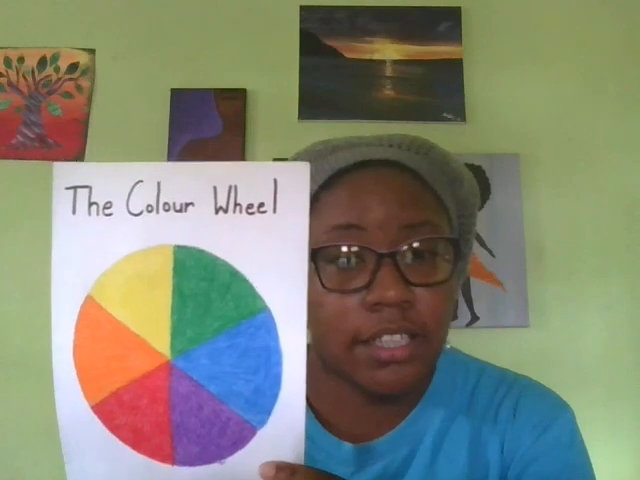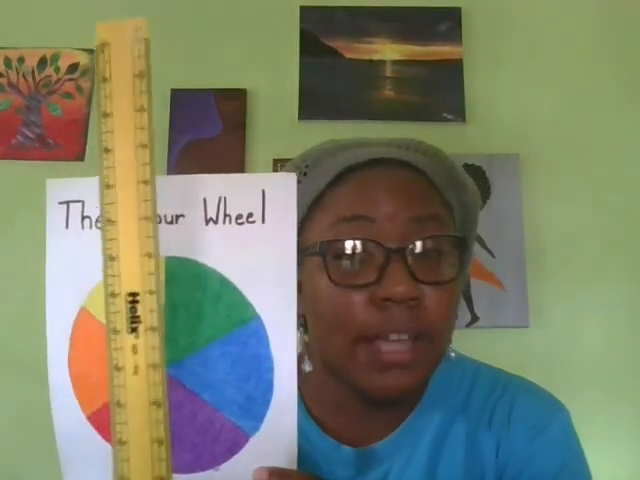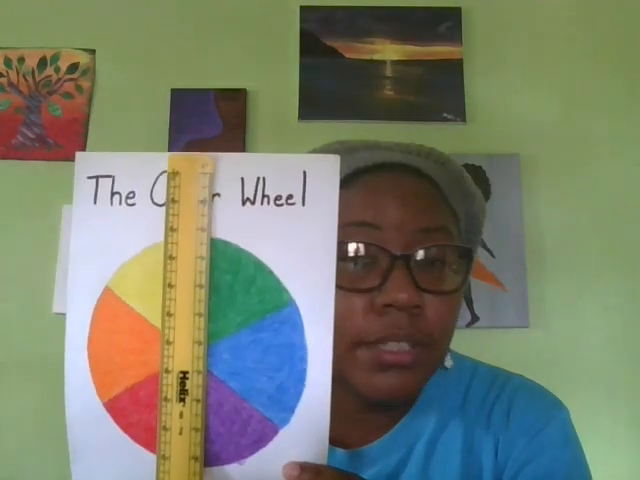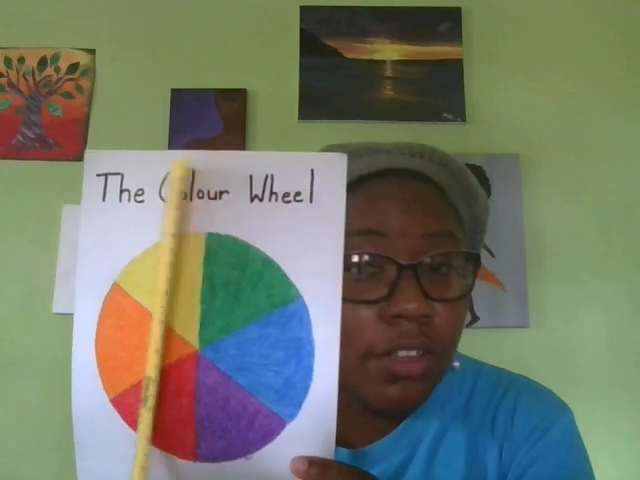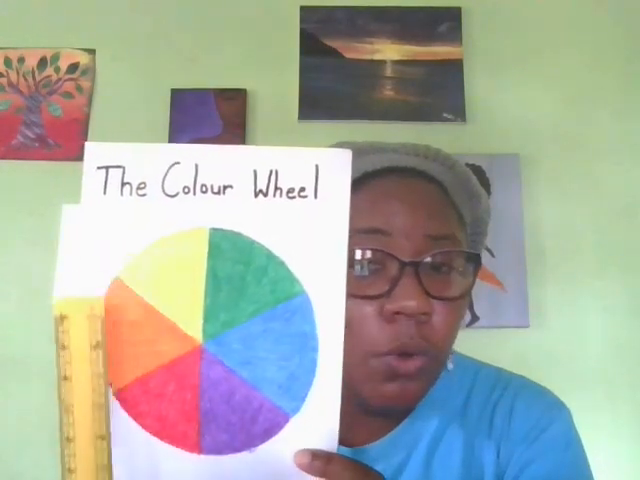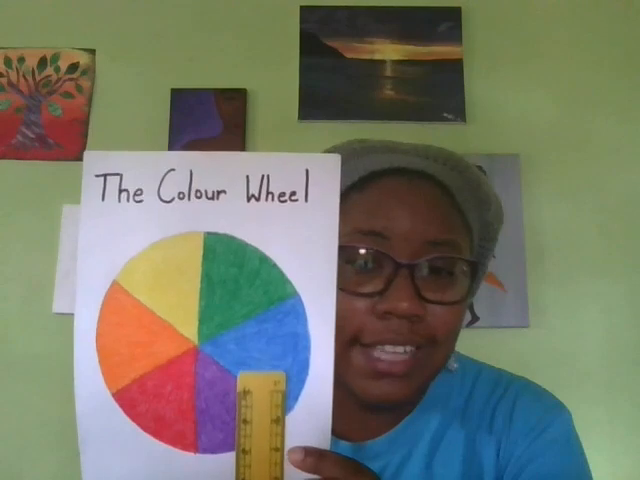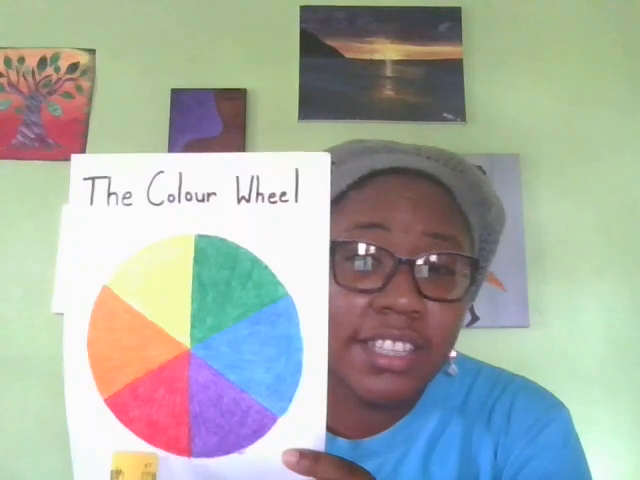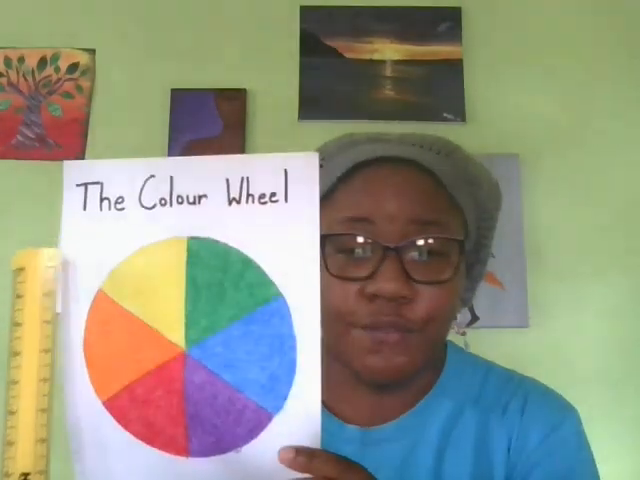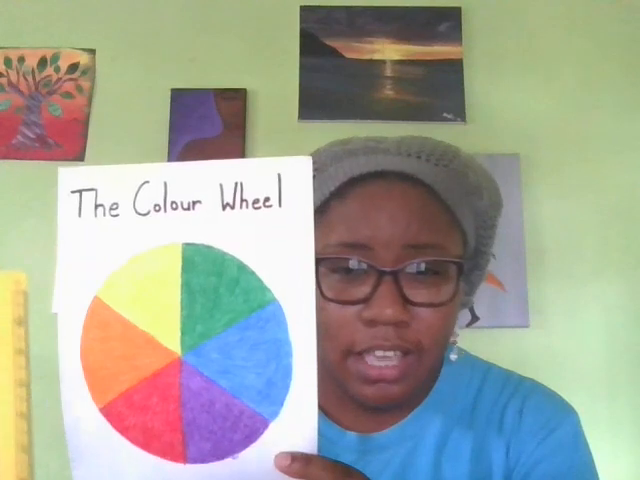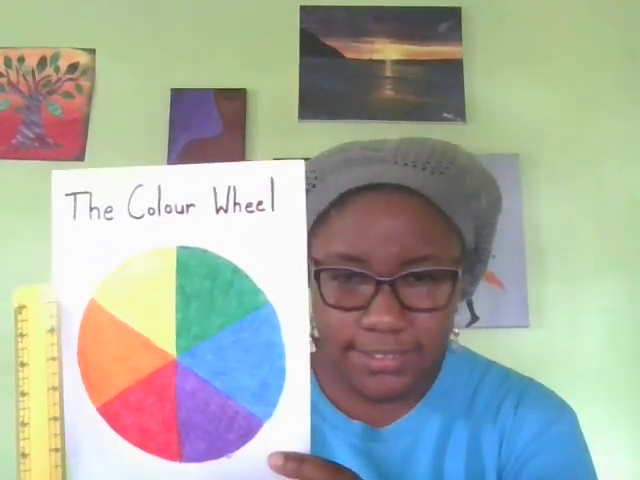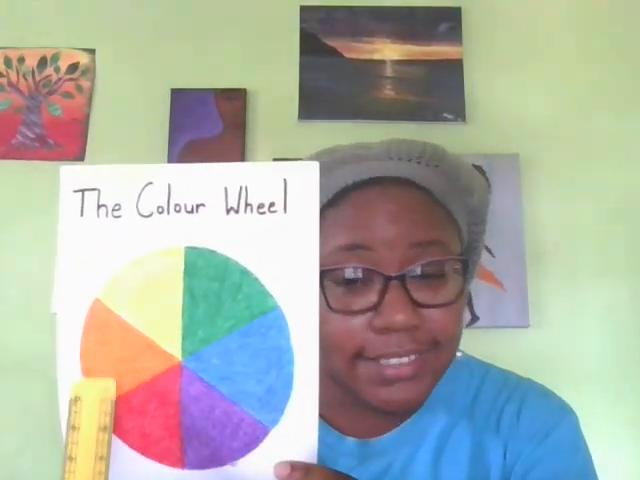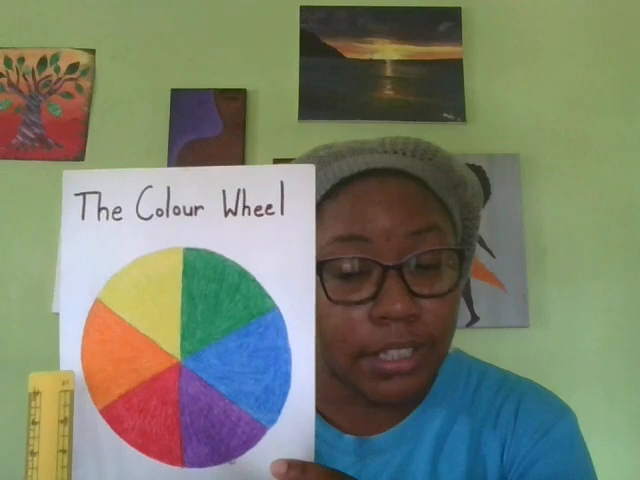Another way we can split the color wheel is in half. So if I am to take my ruler and I place it right down the middle of our color wheel, I will get 2 groups of colors. On this side, we have yellow, orange, and red. And on that side, we have green, blue, and purple. The colors on this side are very bright. They are vibrant. They are energetic. When I look at them, I feel hot. I think of the sun. I think of fire.